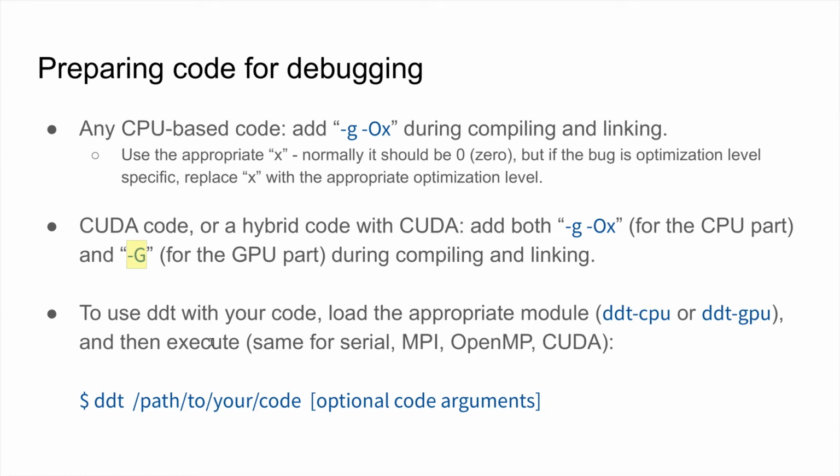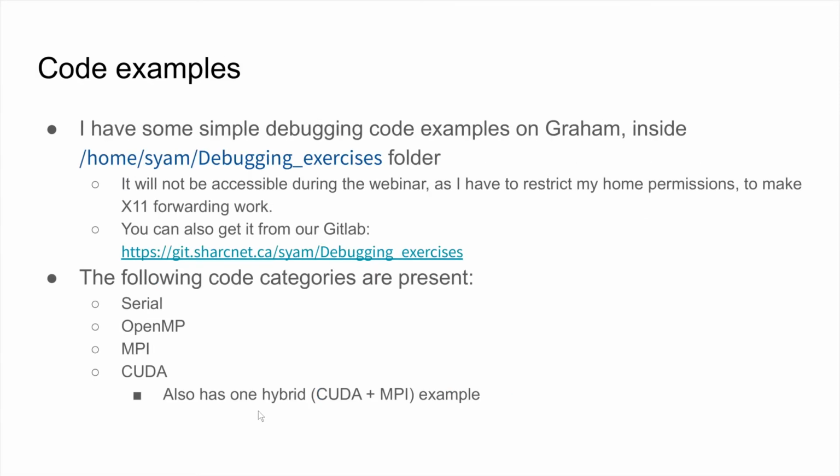That's it. So once you recompile your code, the way you run it with DDT is you just prepend DDT before the binary. Very conveniently, even if it's MPI code, you don't have to use mpirun -np, etc. You still have to say ddt, space, and the path to your MPI binary or hybrid binary, followed by optional code arguments. All these extra commands and arguments, how many CPU cores to use, etc., you can specify in the GUI interface. And I'm approaching the end of my slide deck. So I'll be showing you some code examples, which are located in this folder on Graham. Currently, it's not readable by you, because remember that X11 forwarding breaks if it's readable by other people.